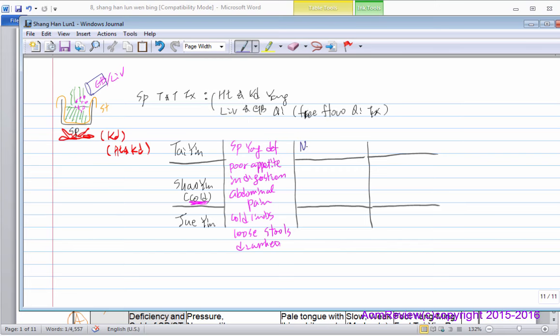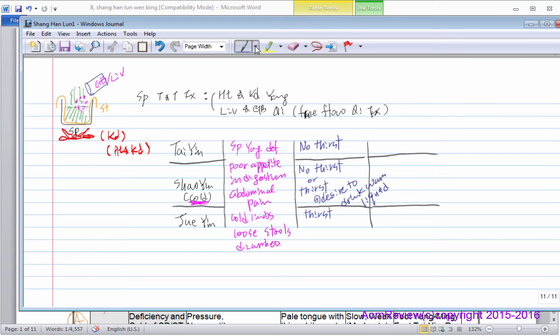Usually there's no thirst. And this one is thirst all the time. And here's also no thirst. And also there's a thirst, but a desire to drink warm liquid. A desire to drink warm liquid is one of the signs showing cold.